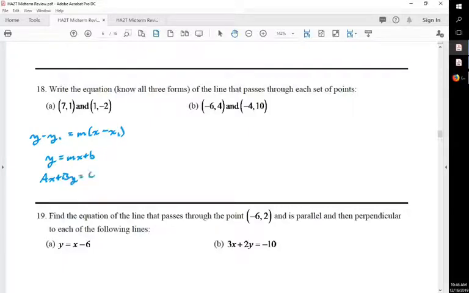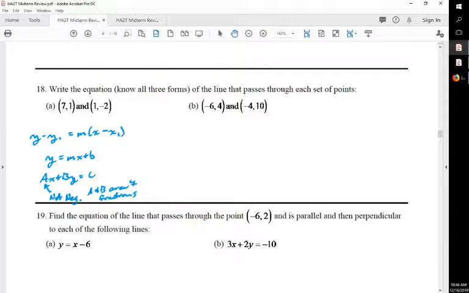Now, standard form has a special A right here. He is not negative. Also, A and B aren't fractions. So that's standard form. So those are the three forms. And I always start with point-slope form.